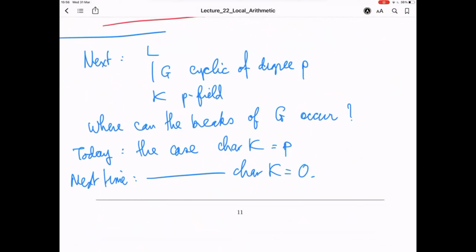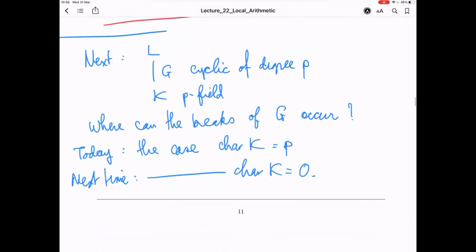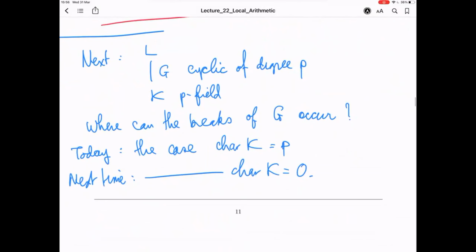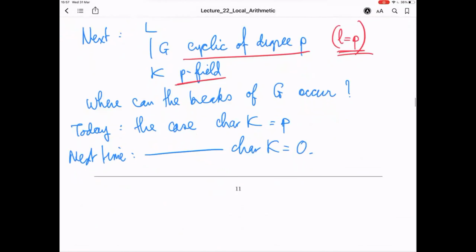So one question which we had left, which we had said we'll do later, is what happens when we have a p-adic field K and a cyclic extension of degree p. We had earlier called it a cyclic extension of degree l, where l was a prime, and we treated the case l different from p earlier. Now we are doing the case l equal to p, so I'm just calling it degree p. So the question is, where can the breaks of G occur?